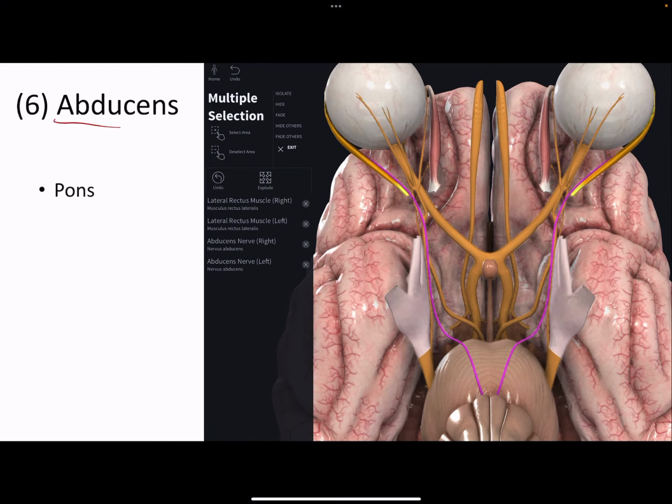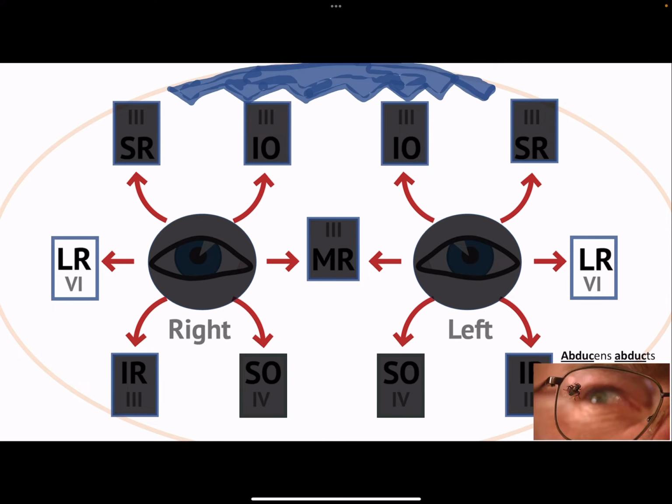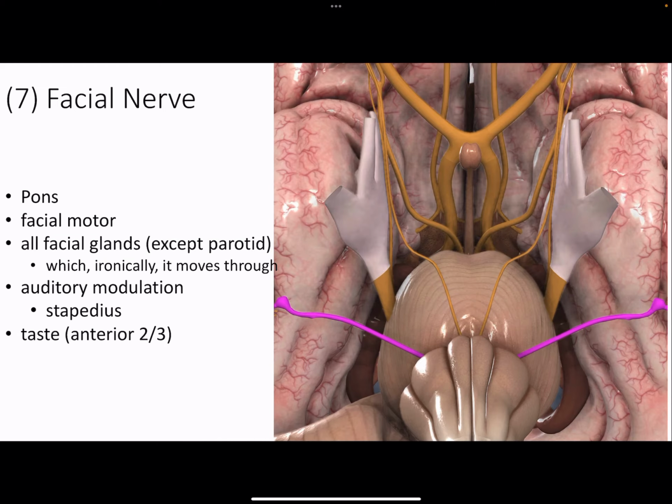Abducens, abduct. It's going to abduct your eyes. This is also coming from the pons, and boom, this is going to pull your eye out to the side. The facial nerve is going to be the opposite of cranial nerve 5 in a couple of ways. It's the motor, efferent to most of your face.